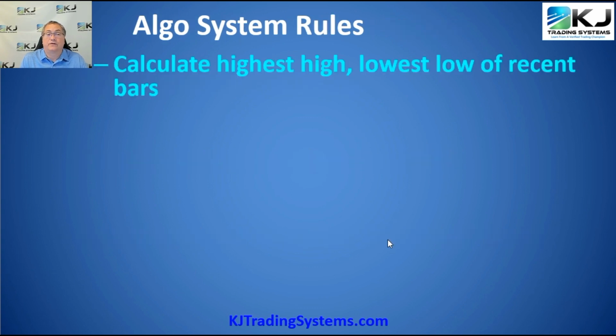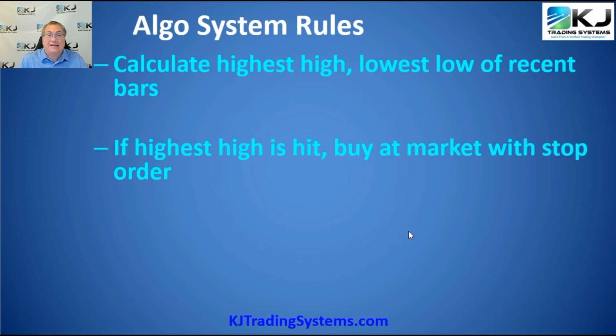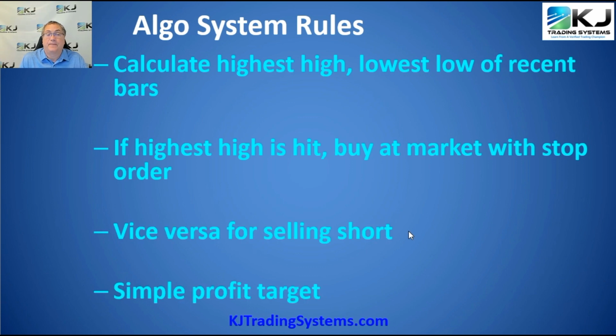Let's look at the rules. It's a breakout strategy. We calculate the highest high and the lowest low over a recent number of bars. If the highest high is hit during a bar, then we buy at the market with a stop order. Pretty simple. And vice versa for selling short. Then to exit, if we don't exit based on a reverse breakout, we'll exit with a profit target.